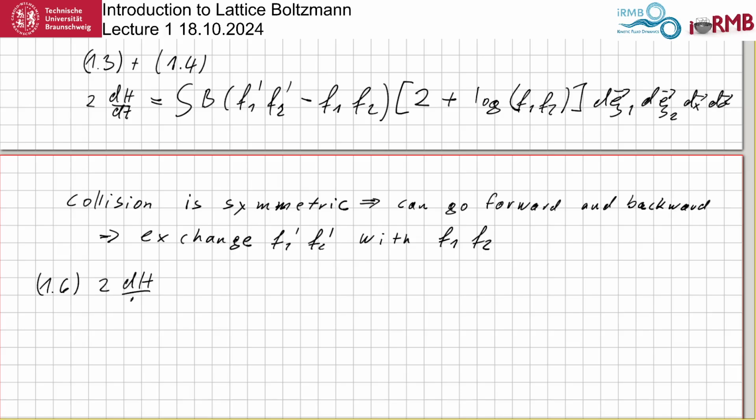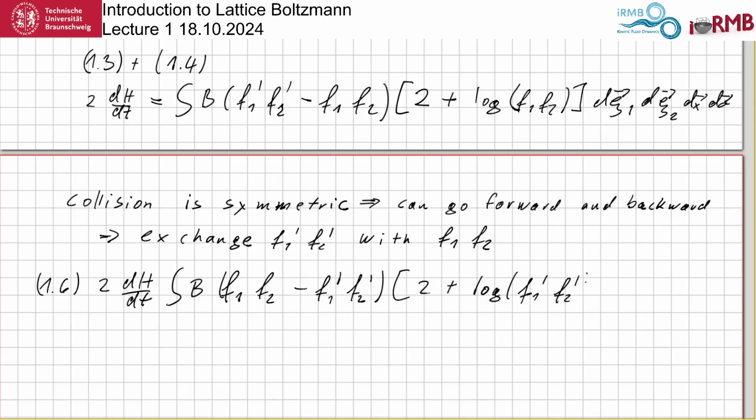2 dH by dt is b f1 f2, f1 dash f2 dash, so I've exchanged this here, times 2, and I have to exchange it here again, the logarithm f1 dash f2 dash, and then there is this, 1 to dx sigma. Okay, so this is also true.